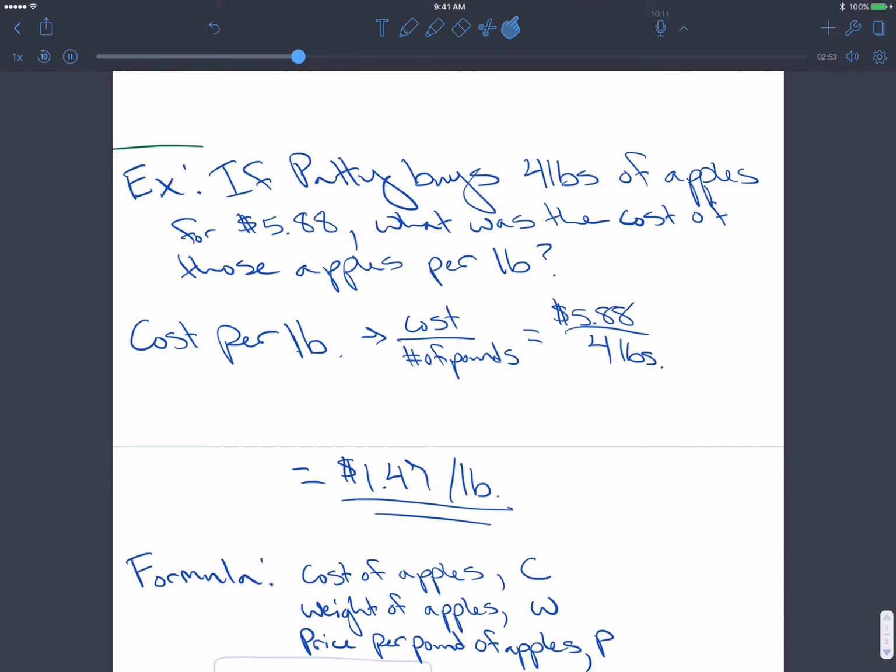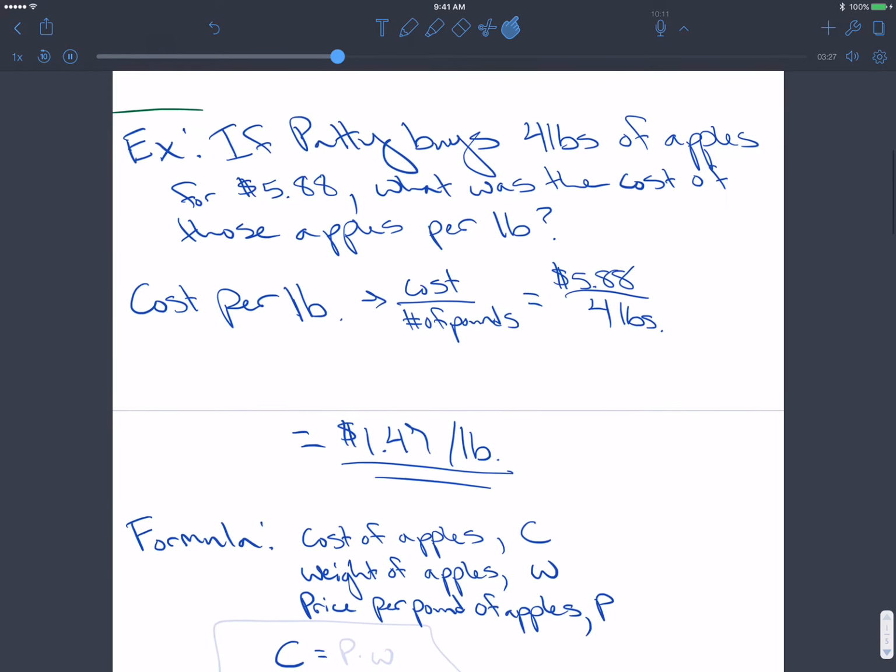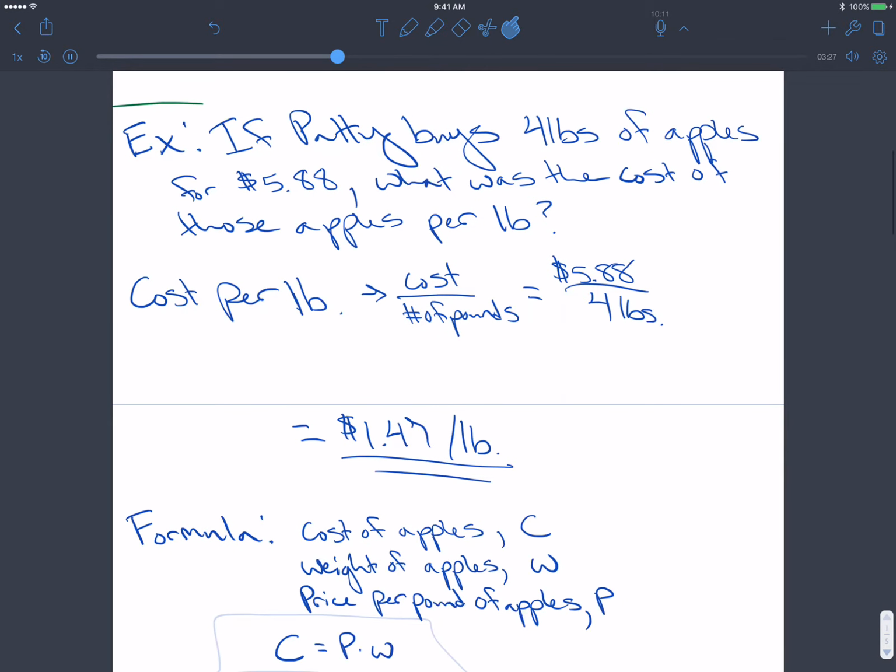Now what you do when you build a formula is you define your variables. So that's what we did. We defined the cost of the apples, that's C, the weight of the apples, which will be W, and the price per pound of the apples. So that's the rate of that cost, P. So the total cost that we will pay, which is for her the $5.88, is C. The weight corresponds to the number of pounds, the 4, and the price per pound, P, was the $1.47 that we calculated using the initial information. So to construct the formula, we say that the cost that we spend on these apples is going to equal that price per pound times the number of pounds that we have. So the formula is C is equal to P times W.